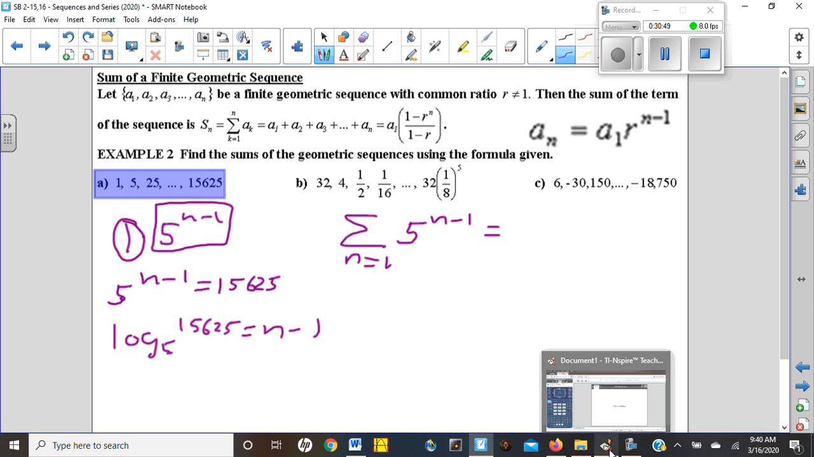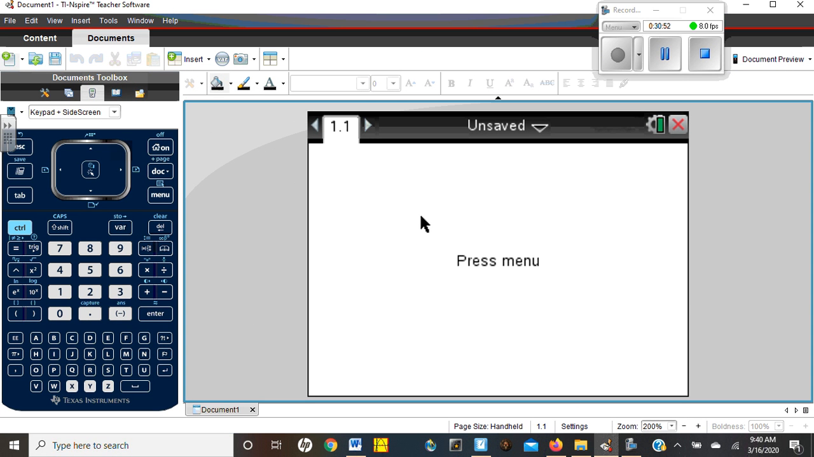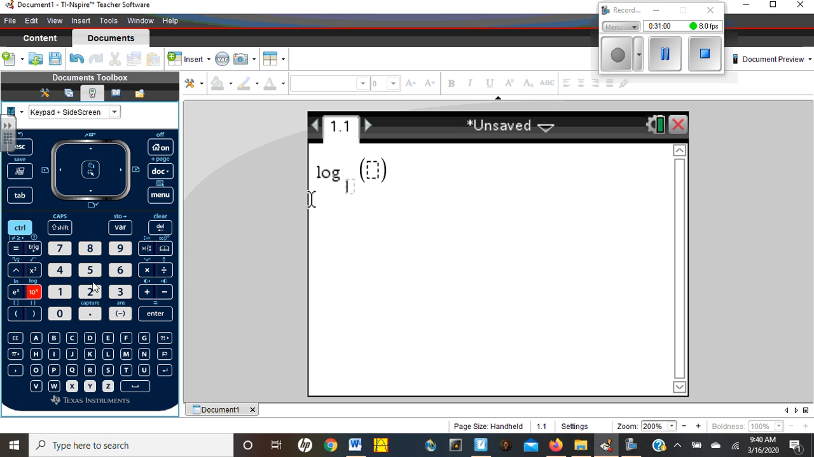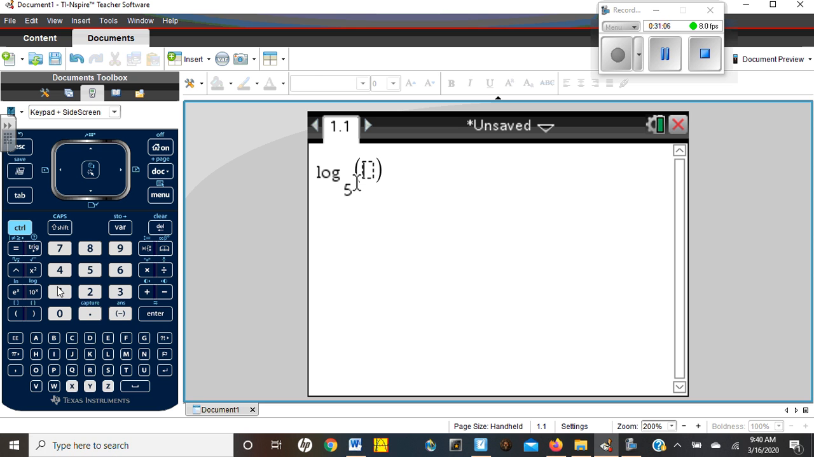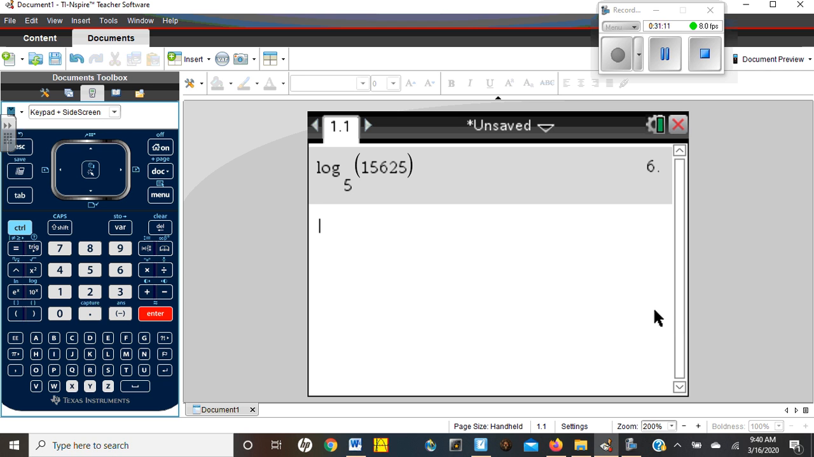Different ways of doing that, right? Probably your favorite way would be to go to your logarithm function, type in the base you want, which is 5, and then type in the 15,625, and just hit enter. And the answer is 6. Boy, that was easy. Unfortunately, as you know, sometimes your log function will be locked up, and you'll have to use something like a change of base formula. So please remember your change of base formulas.